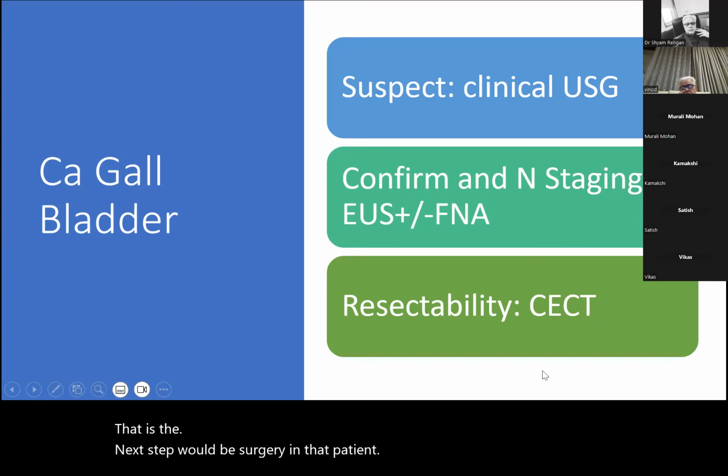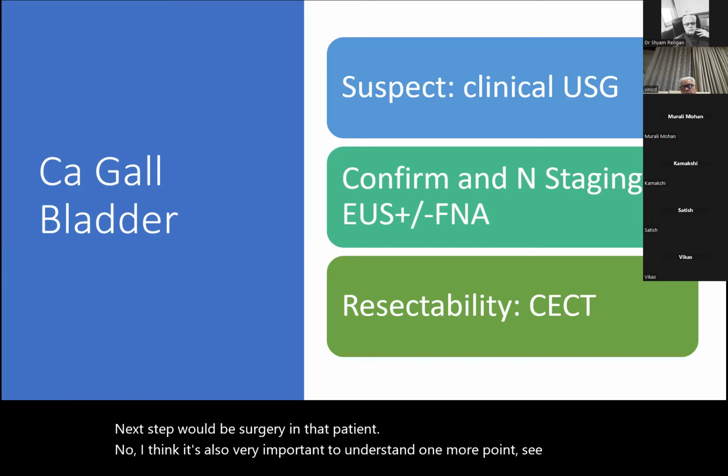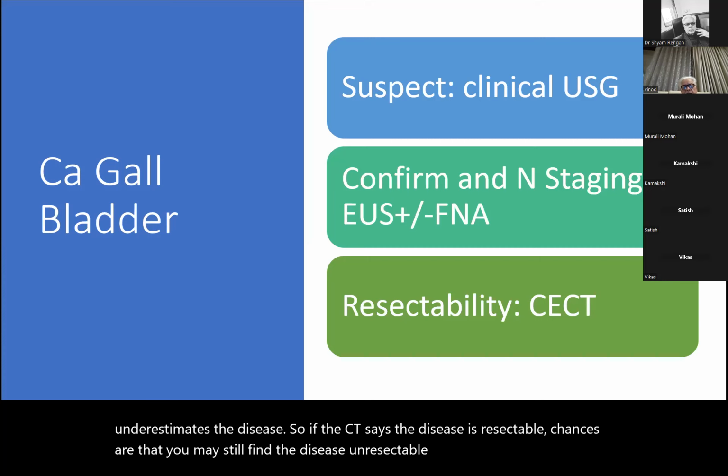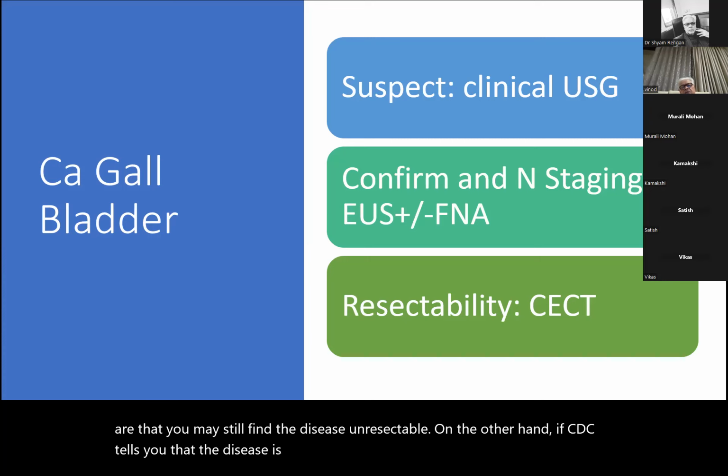Now, I think it's also very important to understand one more point. CECT underestimates the disease. So if the CECT says the disease is resectable, chances are that you may still find the disease unresectable. On the other hand, if CECT tells you that the disease is unresectable, there is very little chance, rather no chance, that you would find the disease to be resectable.